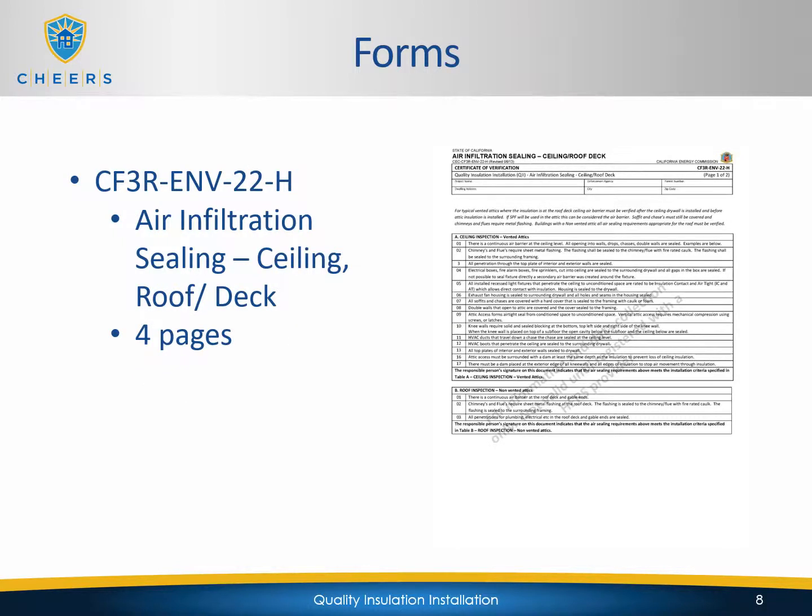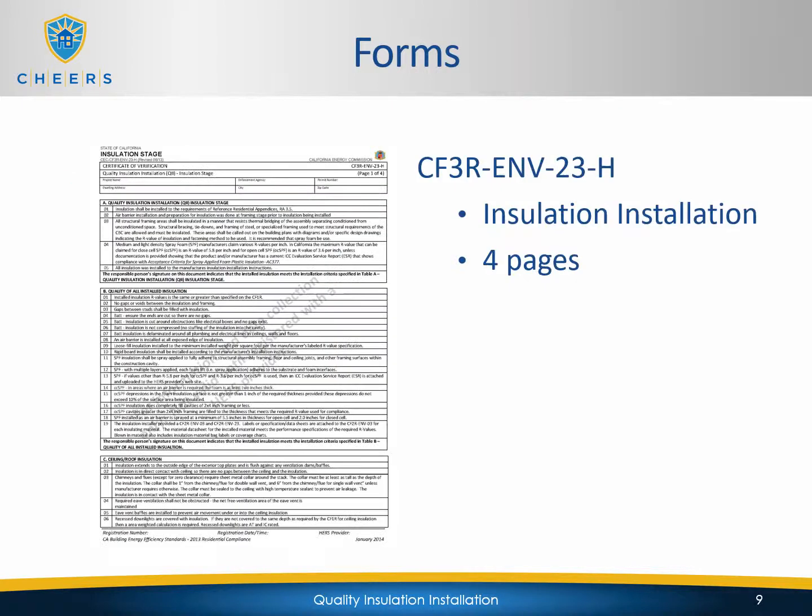You then have the CF3R ENV22, which is the air infiltration sealing specifically for the ceiling and the roof deck. And then you have the CF3R ENV23, which is the insulation stage verification. And this is basically going to be the portion of the verification when you're actually verifying the insulation going into the walls, the attic, whatever it may be.